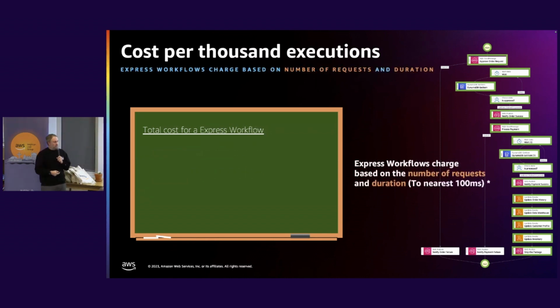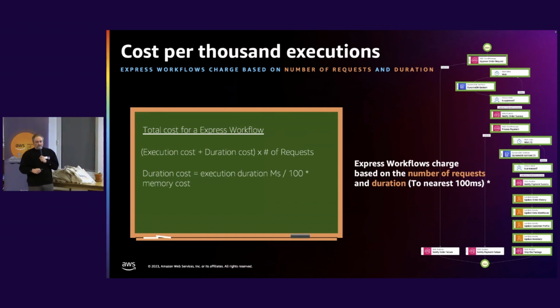Express workflows, not quite as easy. Express workflows are all about how long that workflow takes to complete. It doesn't really matter how many state transitions it has. It's how long it took to complete to the nearest 100 milliseconds, and how much memory it needed to complete as well. So let's work this out. I'm trying to debate how much detail to go into on this bit because it confuses me every time I do it, but we'll give it a go.